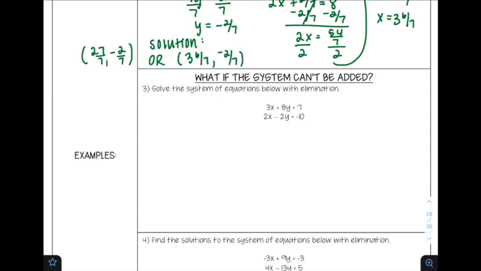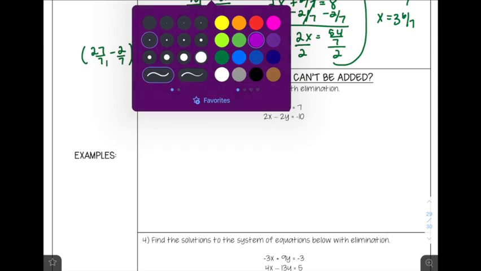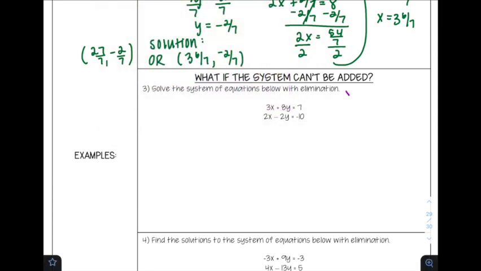So we've done a lot of x, so I'm going to choose y. So let's eliminate y. So I'm going to focus on 8y and negative 2y. What can I multiply in order to get the elimination part of this method? I'm going to multiply my second equation by 4.